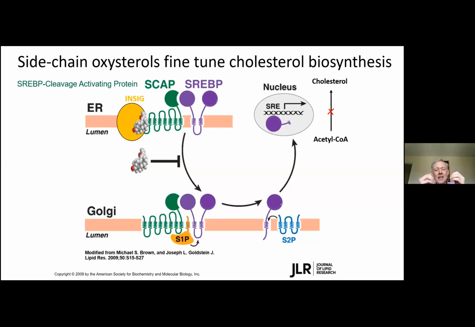So if SCAP's tethered in the endoplasmic reticulum, it can't take SREBP to the Golgi. SREBP can't be processed, so it can't act as a transcription factor for cholesterol biosynthesis. So side chain oxysterols also regulate cholesterol biosynthesis. And I guess the general feeling is that they're probably important for the fine tuning of cholesterol biosynthesis in the cell.